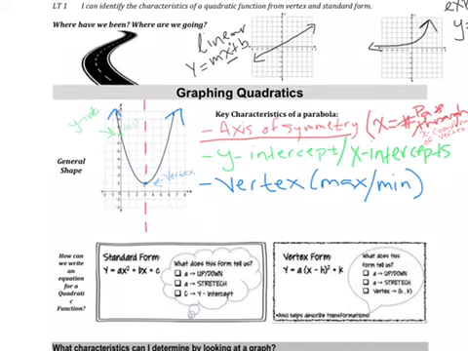So that is what the vertex looks like on your graph. Okay, now there are other things we need to look at when talking about graphing quadratics. What are they? Let's see. Can you guys see this yellow? Yeah, that shows up pretty good.